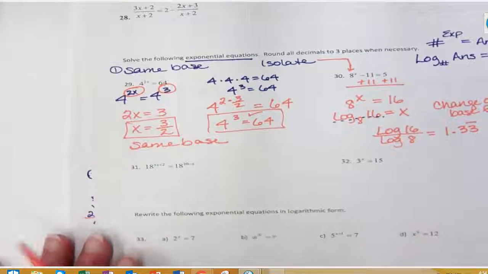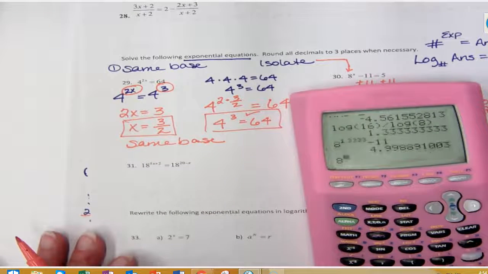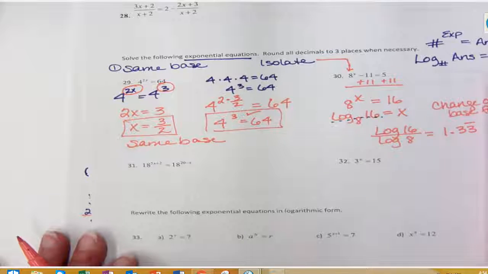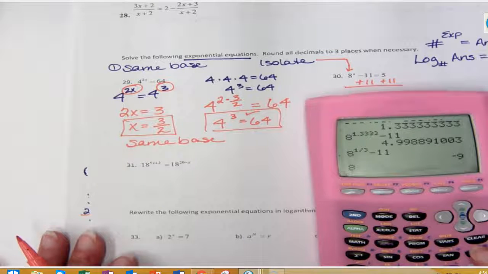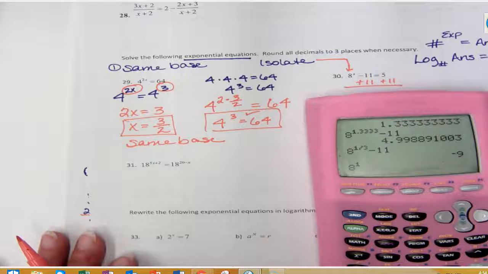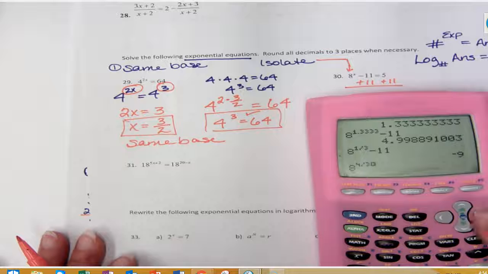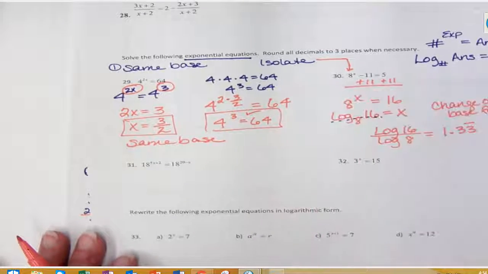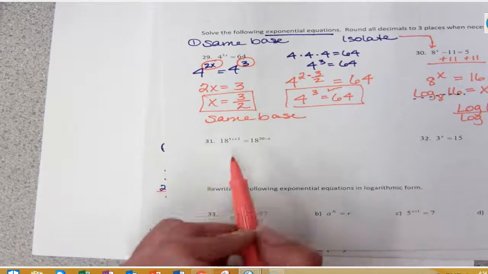All right, I guess if I put 8 to the 1 divided by 3 power, let's try that, minus 11, what does that equal? Well, that's awful. Oh, I know what I did. 8 to the, I guess let's say, 4/3 power, because that's 1 1/3, minus 11. There you go. Okay, that's where it's not rounded. That's why we don't want you guys rounding.